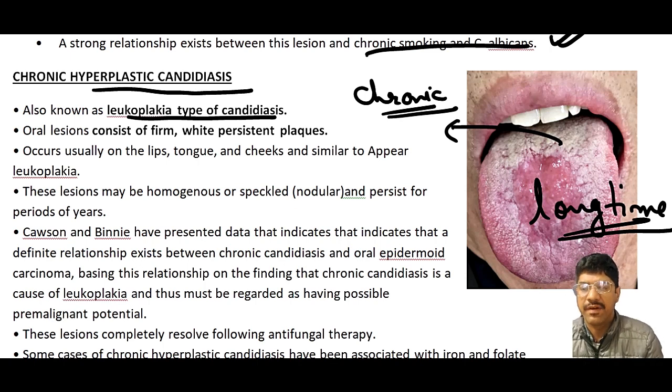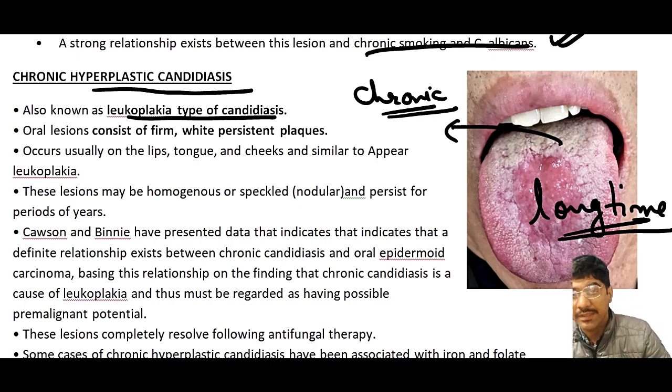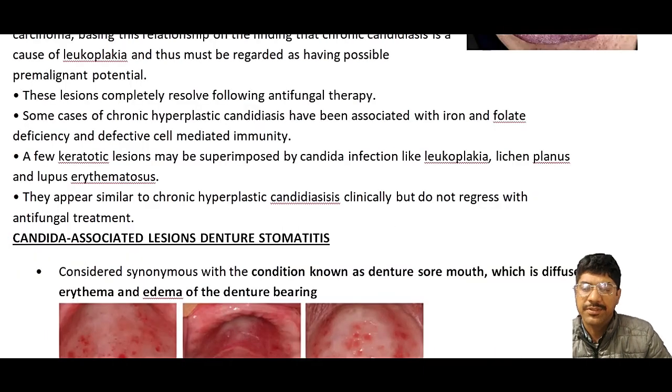Scientists have found a strong connection between this type of candidiasis and changes in the cell structures in these white patches. Some scientists link chronic candidiasis to a condition known as leukoplakia, which can sometimes lead to oral cancer. But don't worry, these patches can completely go away with antifungal treatment. Sometimes chronic hyperplastic candidiasis might show up because of things like iron or folate deficiency.